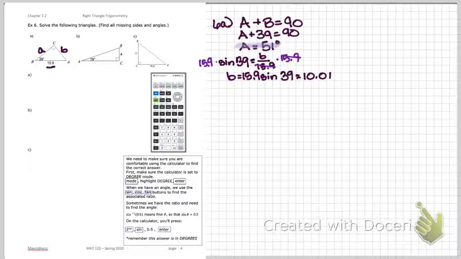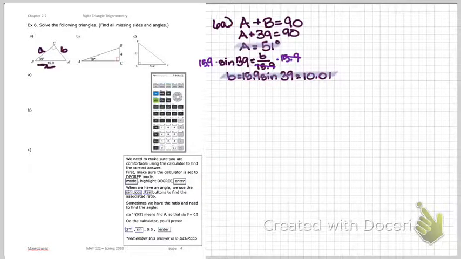Notice something really quick. I'm carrying this to 2 decimal places. The original number that I had over here for the hypotenuse, this 15.9, goes to 1 decimal place. Any answers that I find should be precise to 1 more place, so 10.01. Okay, and that is the length of side b.